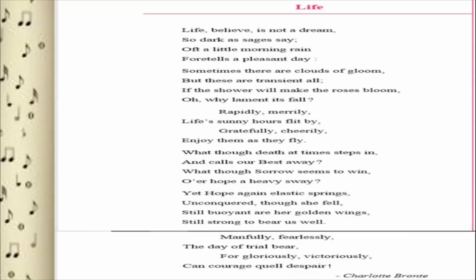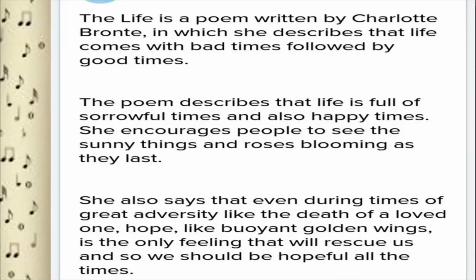Alright children, so this was the explanation of this poem, Life. So I hope you have understood what it means. But let us once again take a glimpse of what this poem wants to tell us. So Life is a poem written by Charlotte Bronte, in which she describes that life comes with bad times, followed by good times. So when there are bad times, don't lose hope. And when there are good times, always remember and be prepared for the bad time which might come.